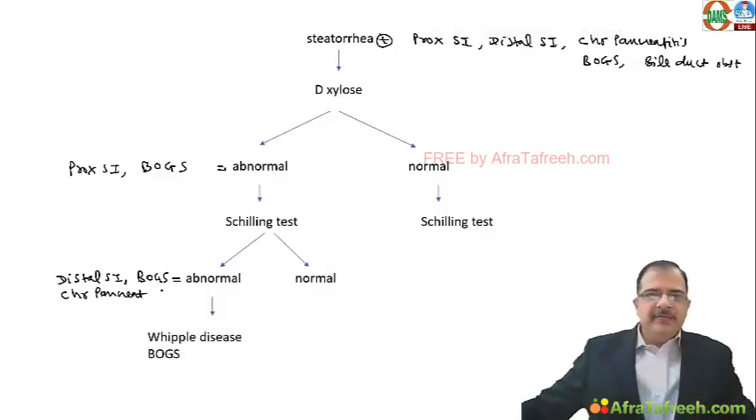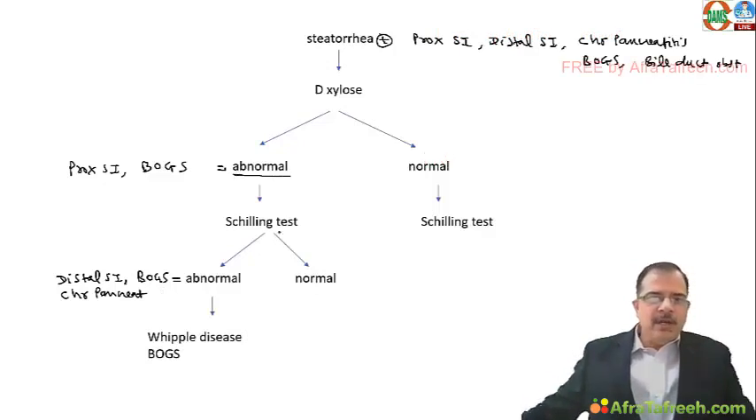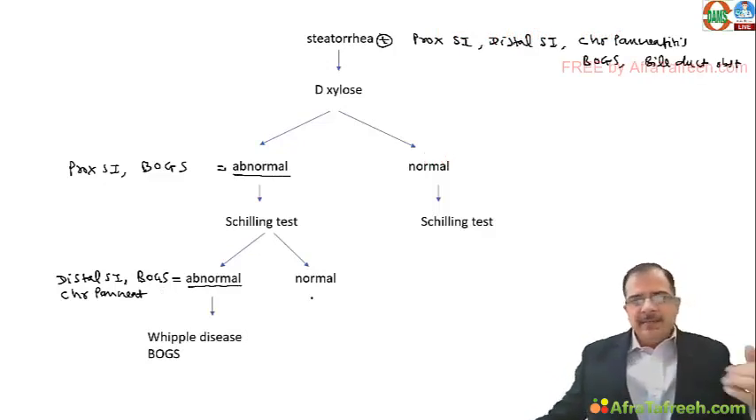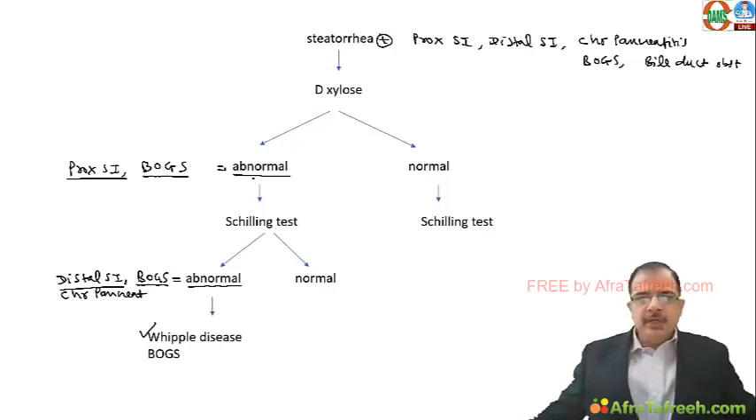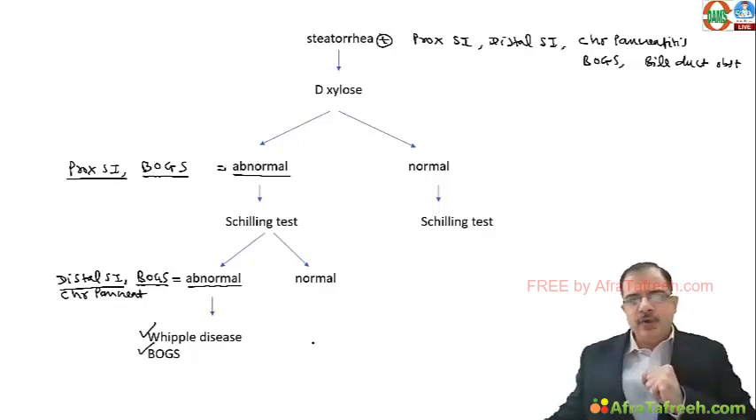Out of this, if the D-xylose test is abnormal and the Schilling test is also abnormal, that means it will be a condition which is affecting both the proximal small intestine as well as the distal small intestine, and that is a case of Whipple disease, as well as bacterial overgrowth syndrome. So both D-xylose as well as the Schilling test are abnormal in bacterial overgrowth.